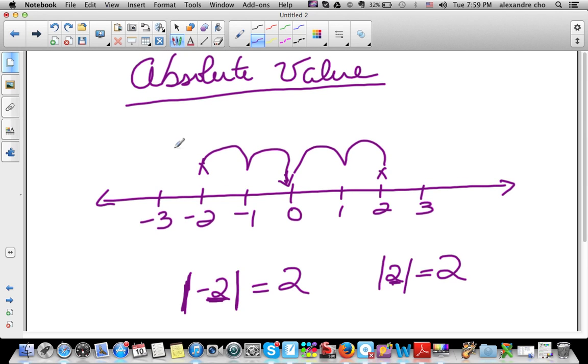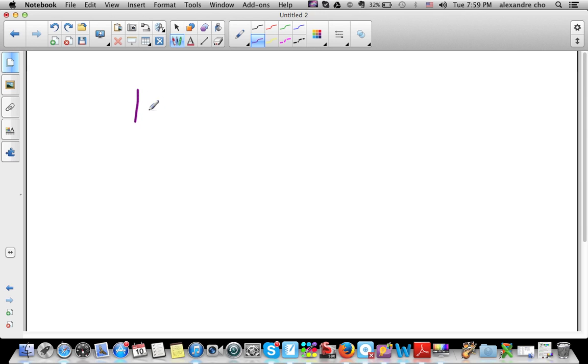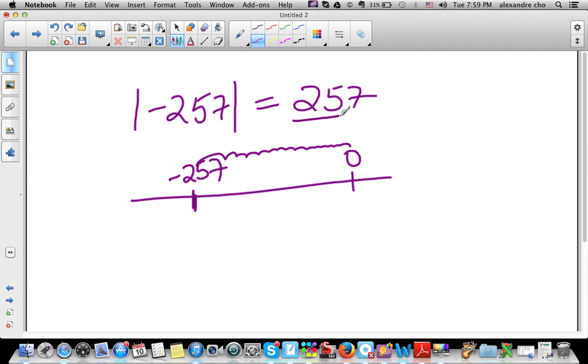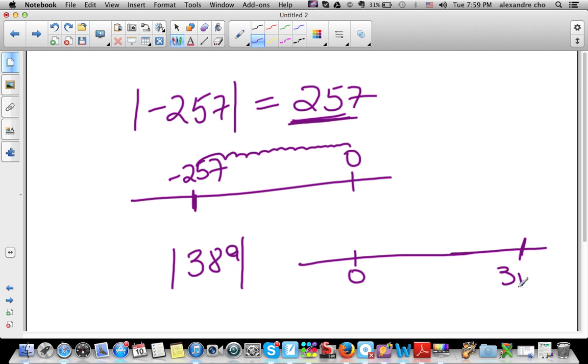Let's see. The page turns. There we go. So absolute value. If we have something like this, absolute value of negative 257. Imagine yourself on a number line, and you're right here at negative 257, and you have to go all the way to 0. How many spaces do you need to move to get there? 257 spaces. It takes 257 spaces away from 0. Okay? And that works for positive numbers, so let's say 389. In this case, 0 is here, and 389 is somewhere over here. How far are you away from 0? You're 389 spaces away from 0. Okay?